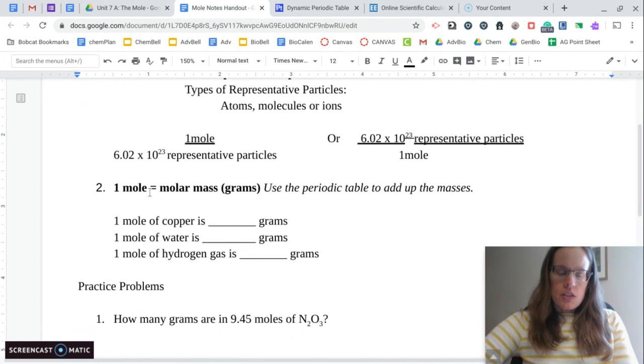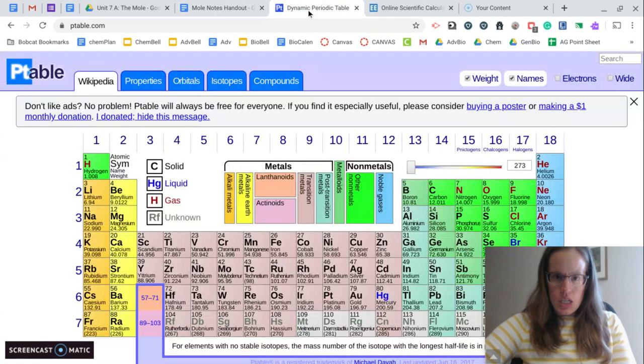The other conversion factor we learned, I didn't really talk about it as a conversion factor, but it's the fact that 1 mole is equal to the molar mass in grams. You have to use the periodic table and add up your masses to figure this out. I've got my periodic table here.